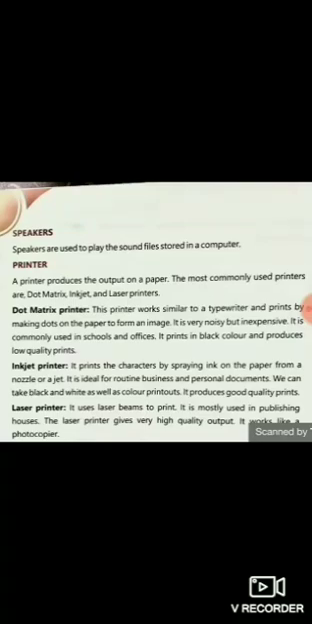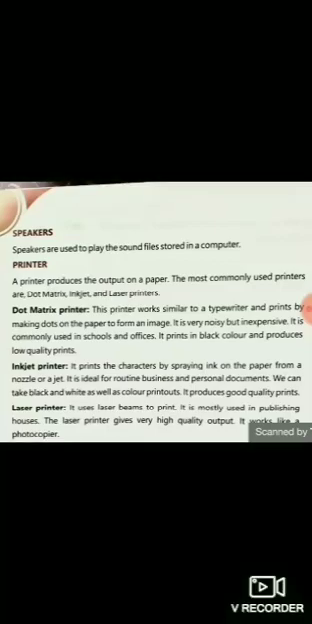So the first one is dot matrix printer. This printer works similar to a typewriter and prints by making dots on the paper to form an image. It means dot matrix printer जो है वो typewriter की तरह ही होता है and it prints the images by putting the dots on the paper. It is very noisy but inexpensive. It is commonly used in schools and offices. It means dot matrix printers are basically used in schools and offices. It prints in black color and produces low quality prints. It means the output which we derived from this printer is of very low quality.